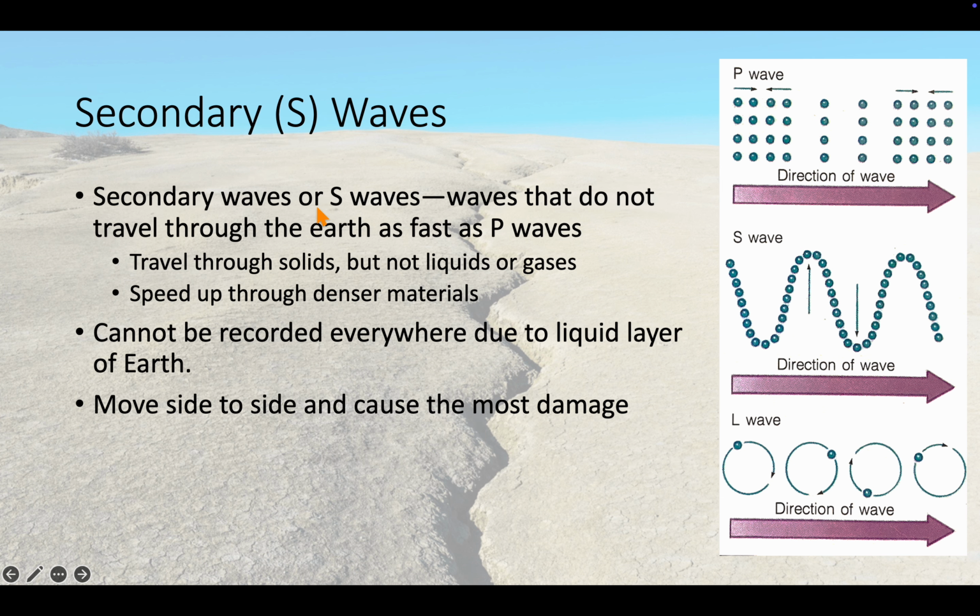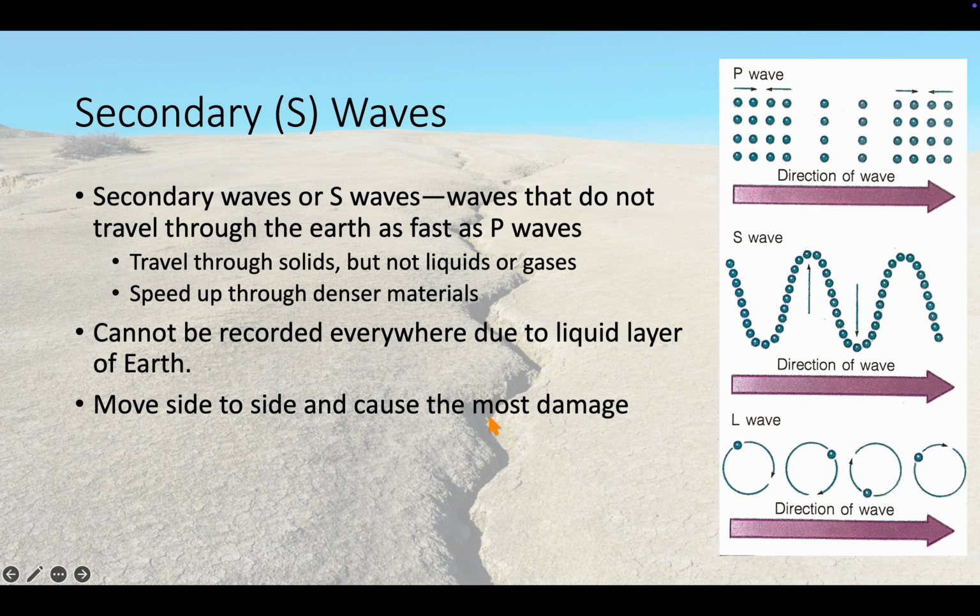Our S waves, or secondary waves, do not travel through the earth as fast as P waves. They travel through solids. They don't travel through liquids. They speed up through denser materials. The S waves cannot be recorded everywhere due to the liquid layer. So there is that shadow that we talked about when we talked about the layers of the earth.